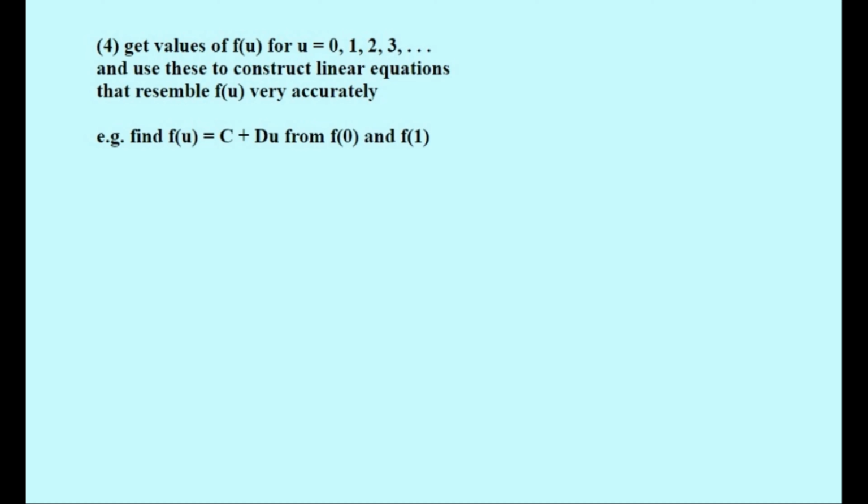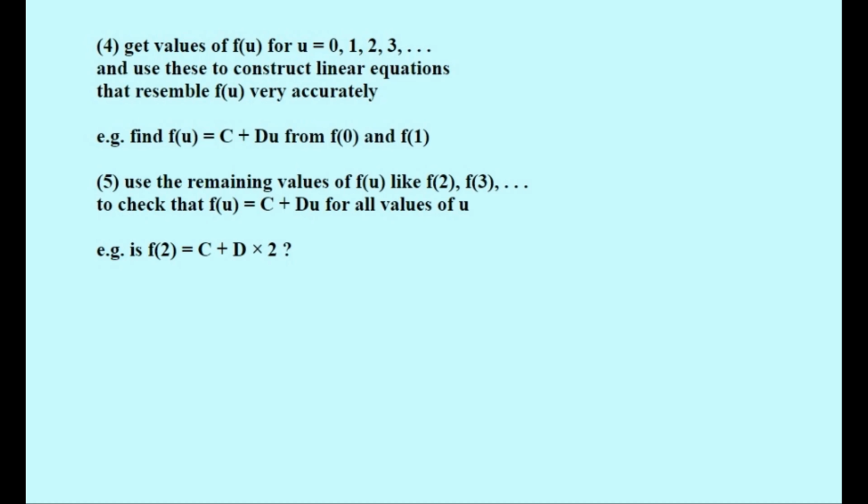We then substitute values into u of 0, 1, 2, 3, etc. to get the corresponding values of the function f, and try to construct various functions from these, like the linear function f is equal to c plus du. This requires only two values, f0 and f1, to do it. And then we can use the remaining values like f2, f3, etc. to check if it really is a linear function. Only a few extra points are needed to find out if it is.